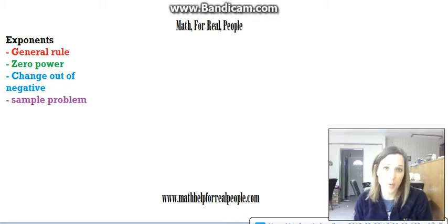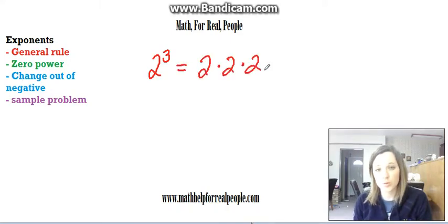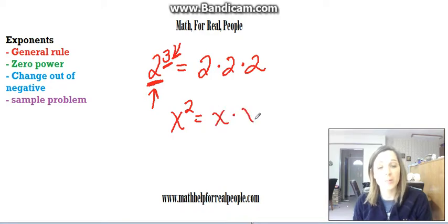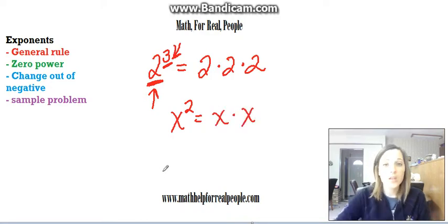For an exponent, if you have, let's say, 2 to the third power, that just means you have 2 times 2 times 2. So it's 2, the base, times itself 3 times. So there's your base and there's your exponent, and that is your general rule. It doesn't matter what you put here. You can have variables. To the second power, that's squaring, you multiply something by itself. So that's your general rule.